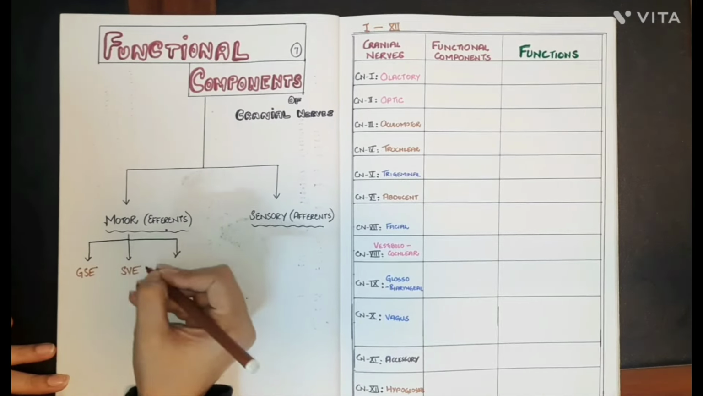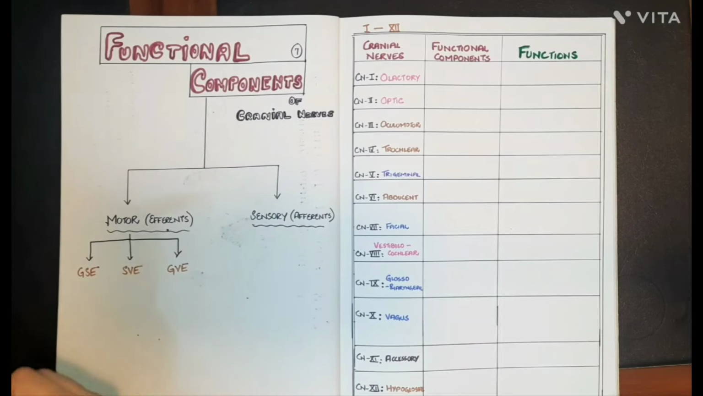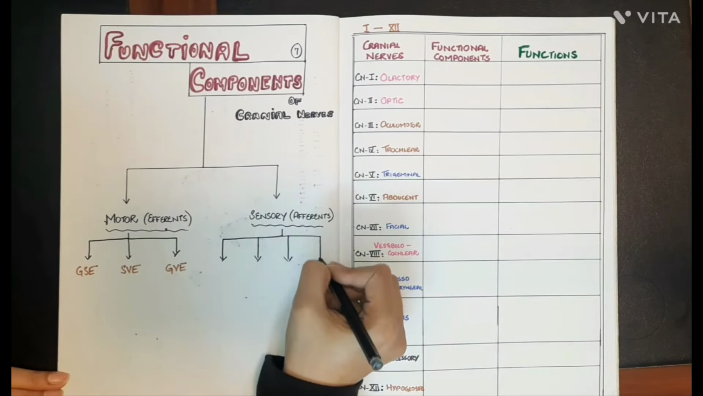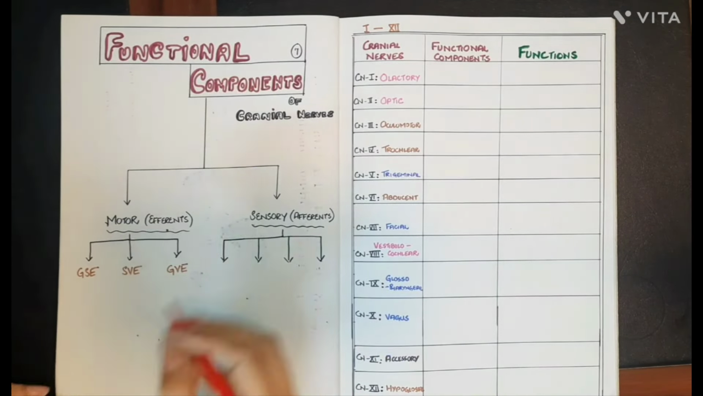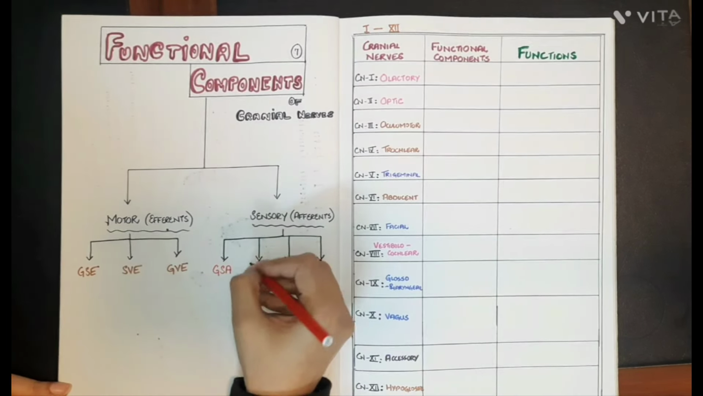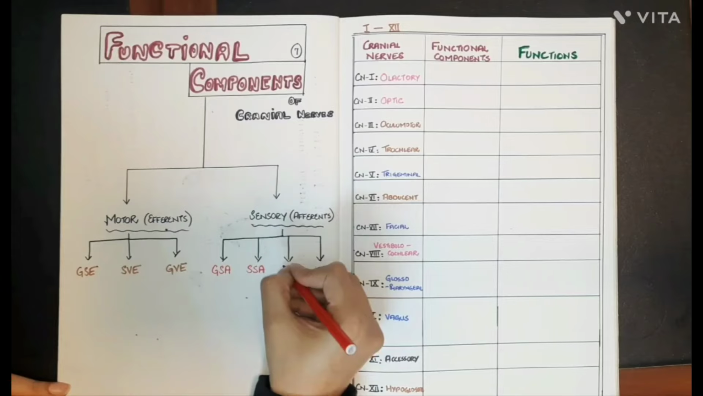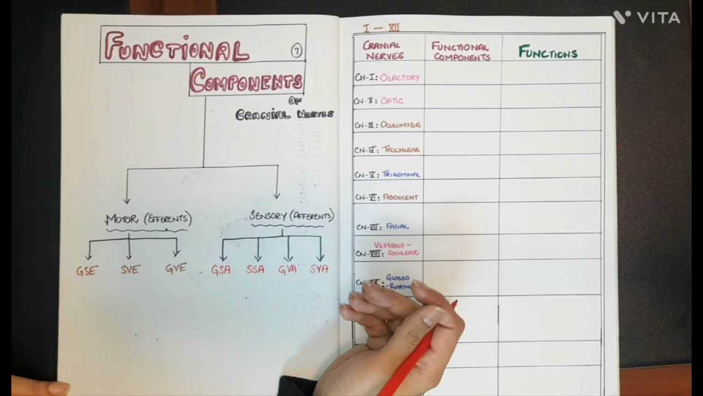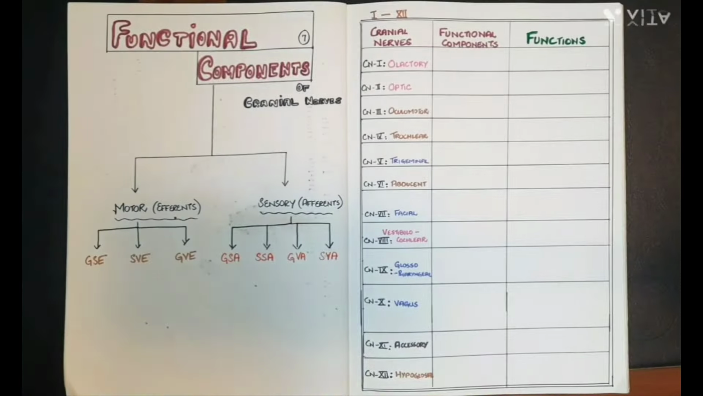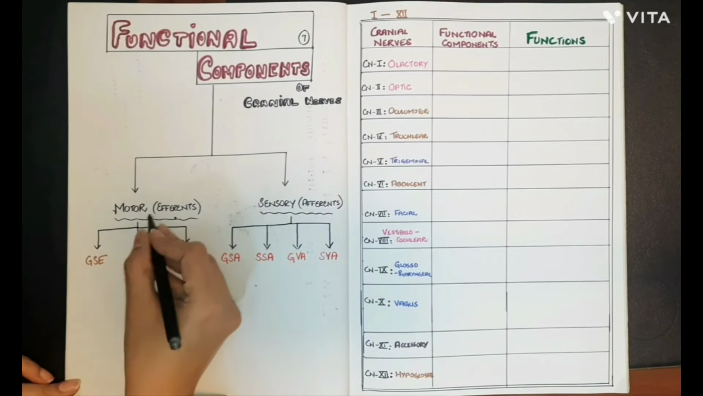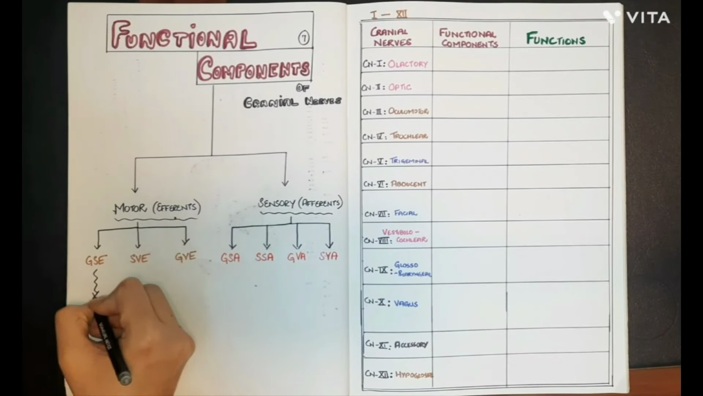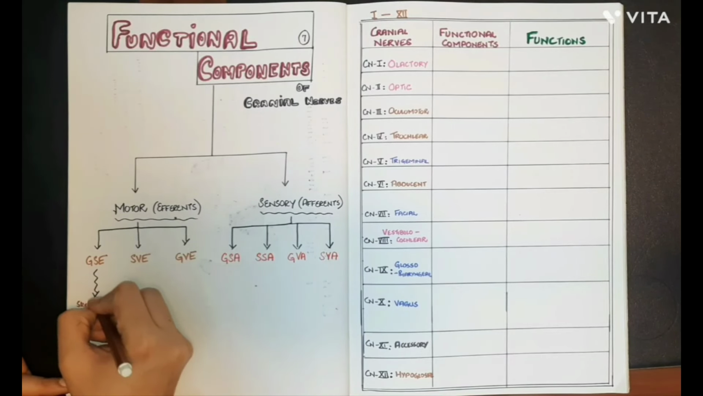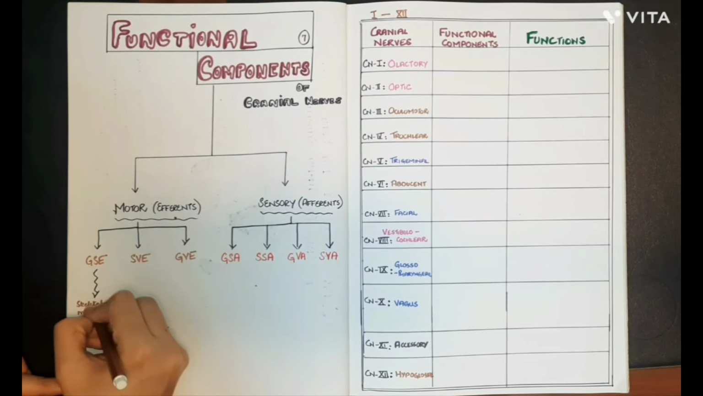efferent, and general visceral efferent, while the sensory components, which are responsible for receiving the sensory information, are subdivided into general somatic afferent, special somatic afferent, general visceral afferent, and special visceral afferent. So the basic understanding involves that the motor efferent component of the cranial nerves is responsible for the supply of muscles and giving the preganglionic parasympathetic fibers.